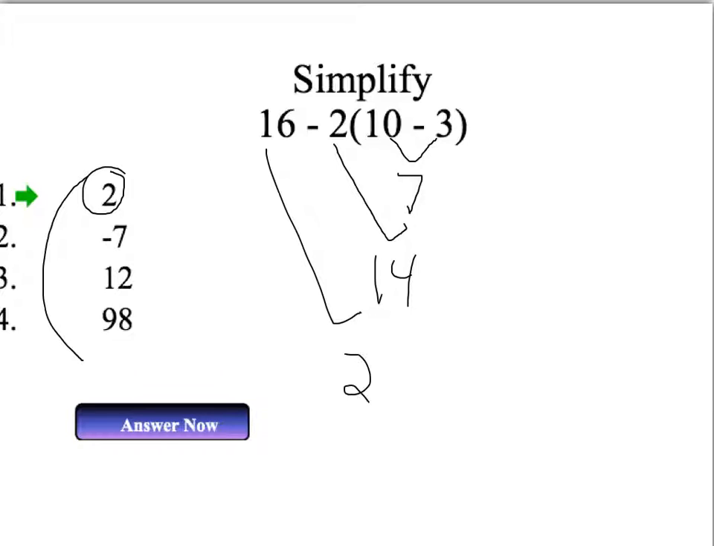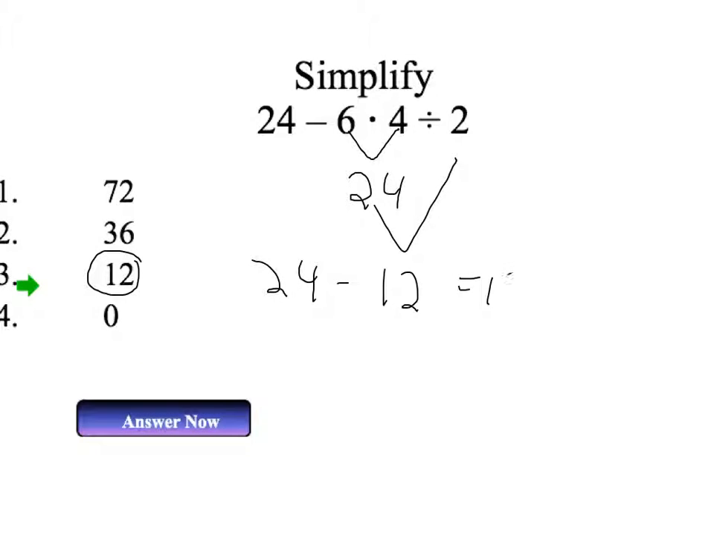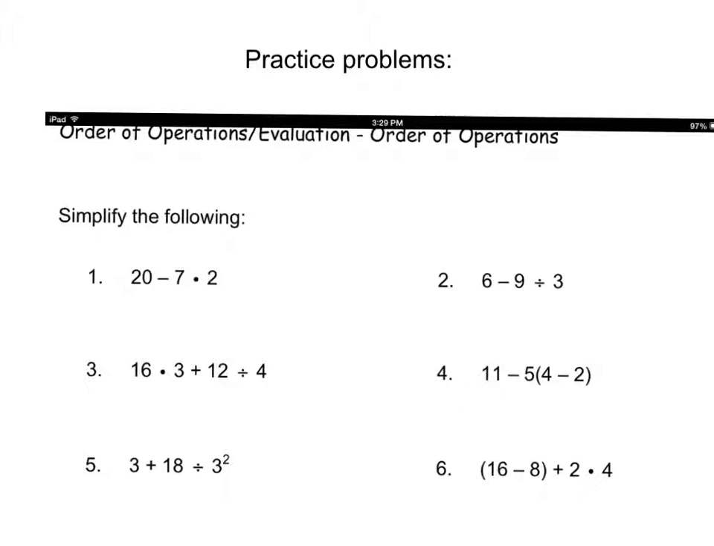Alright, let's try another one. Alright, you can pause it and see if you can do this one. Alright, did you get it right? The answer should be 12. Alright, did you multiply first? That's 24. Then you have to divide by the 2, that gives you 12. And then you subtract 24 minus 12, which gives me 12. Alright, one more. Oh, I'm wrong, not one more.